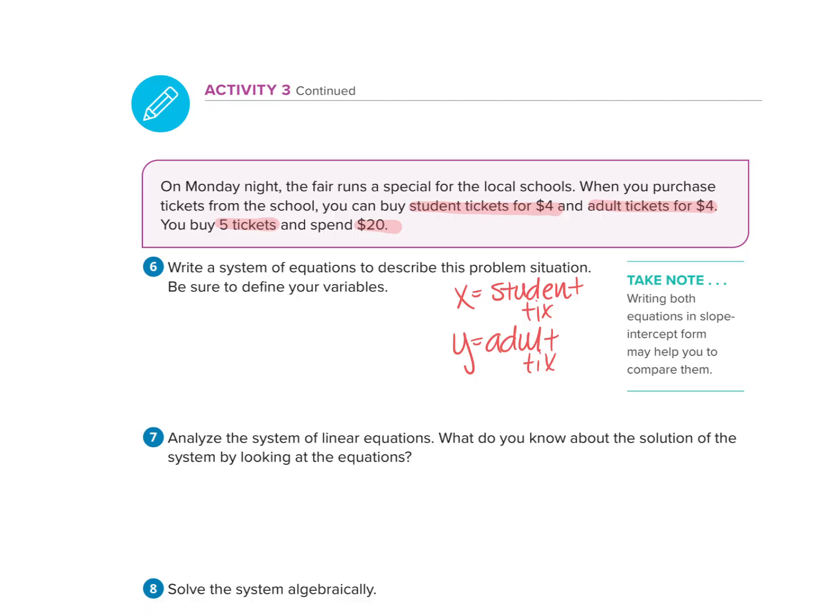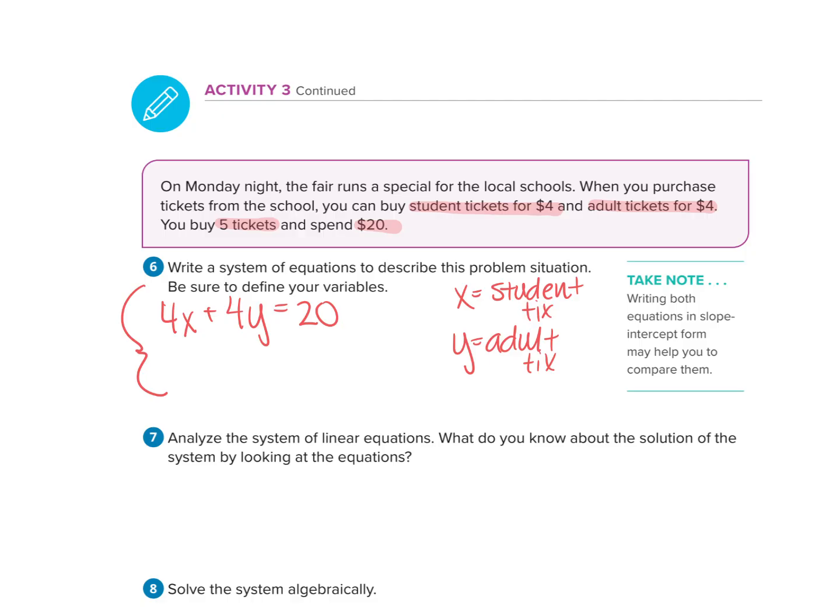How we can represent this is our AX plus BY equals C. So we would have $4, so 4 would be our X, so 4X, because you're buying $4 worth of student tickets. Then you're buying $4 worth of adult tickets, and that's going to equal your C, which is going to be $20. Okay, I forgot my little bracket.